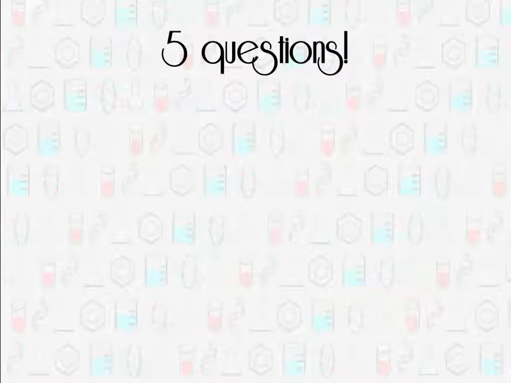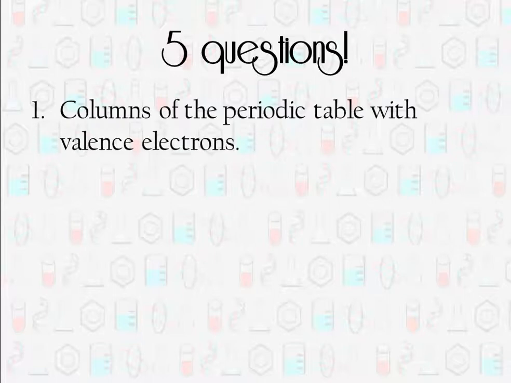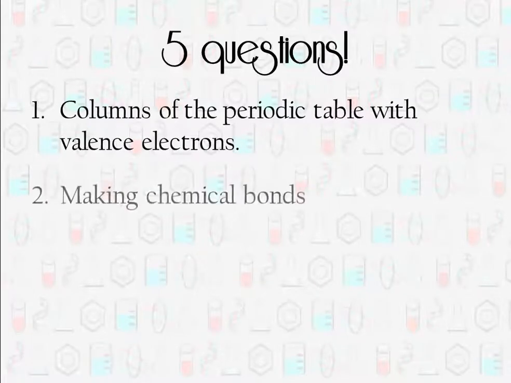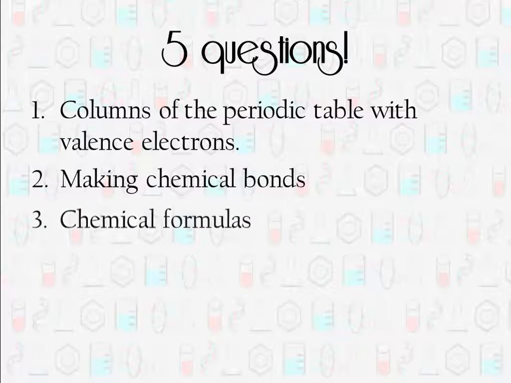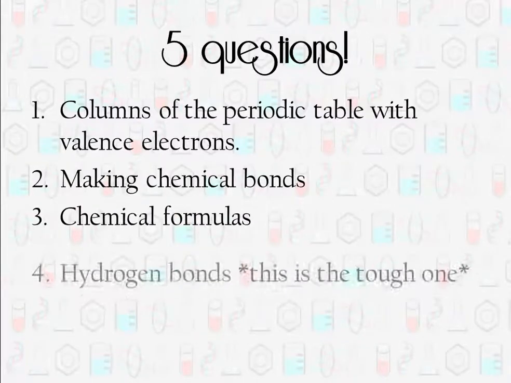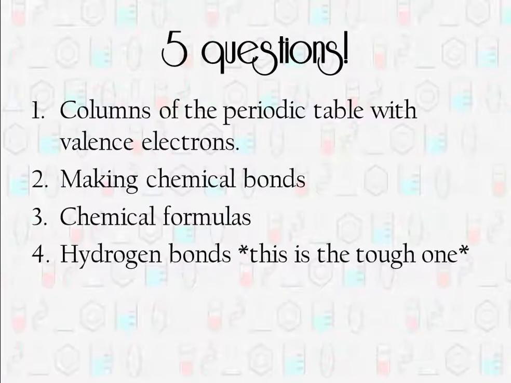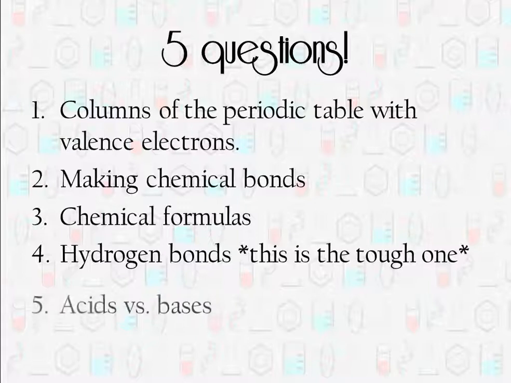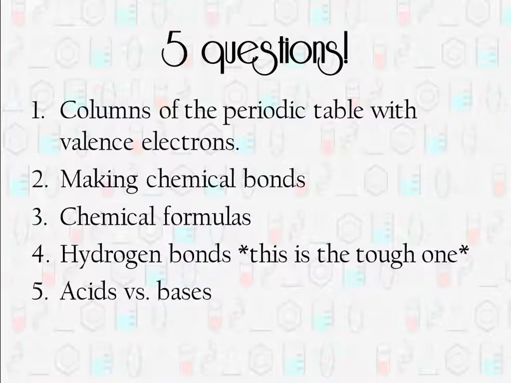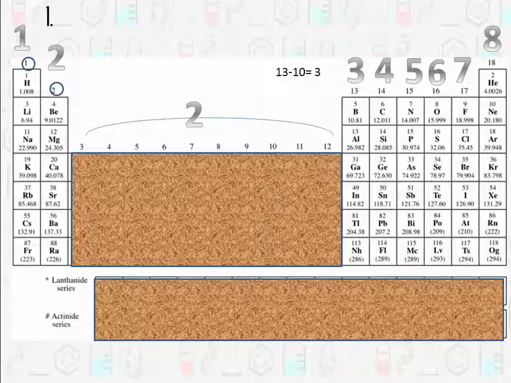So, there are 5 questions we're going to do on the DBA, and you'll be very prepared for them if you go over this video. Number 1, the columns of the periodic table with valence electrons. Number 2, making chemical bonds. Number 3, chemical formulas. Number 4, the tough one, hydrogen bonds. And number 5, acids versus bases. But you'll get a chance to look at the questions and make some notes, so prepare to pause and take some notes as you go through this video, and we'll go through all 5 of them.